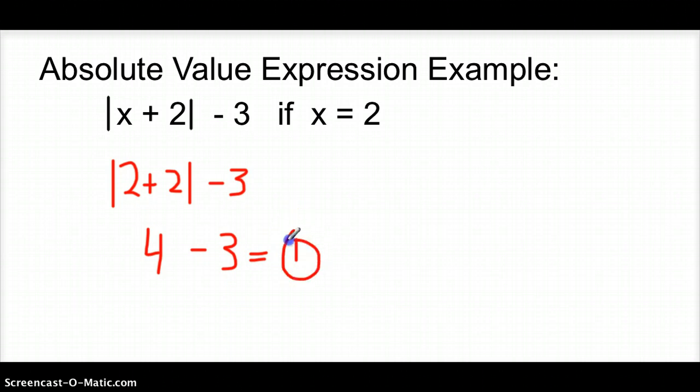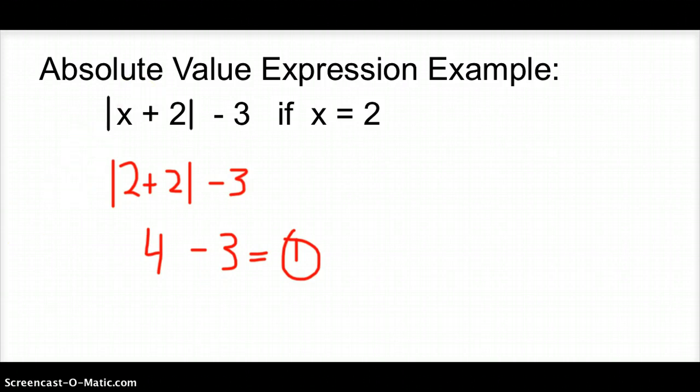So evaluating this expression when x equals 2, that means we replace x with 2, and then we evaluate that expression and find out that 2 plus 2 is going to be 4, and the absolute value of 4 is still going to be 4. So 4 minus 3 is 1. So that's how we evaluate expressions that contain absolute value. And typically what will happen, in the problems you'll see, is you'll be given a specific value for x that you're supposed to include in here to be able to evaluate that absolute value expression.